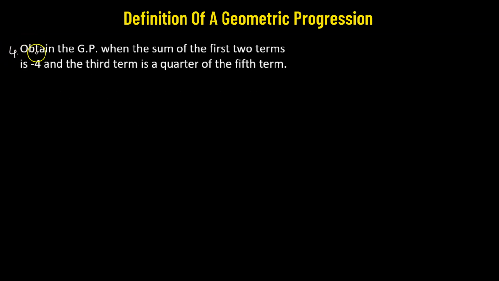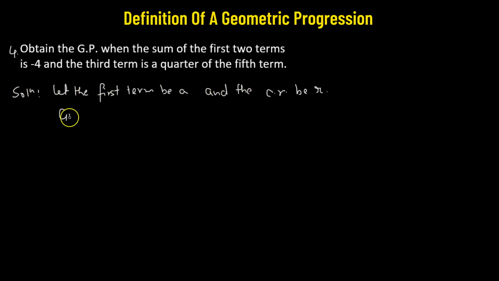Problem number 4. Here we need to obtain the geometric progression when the sum of the first 2 terms is -4 and the third term is a quarter of the fifth term. So let's begin. We'll specify the first term. So let the first term be a and the common ratio be r. It's given here that the first term, which is a, and the sum of the first term and the second term. So the second term is going to be a times r. So this is equal to -4. So this is equation number 1.